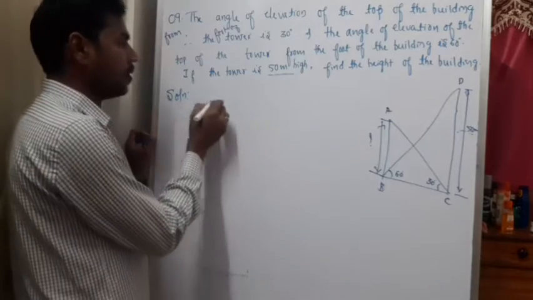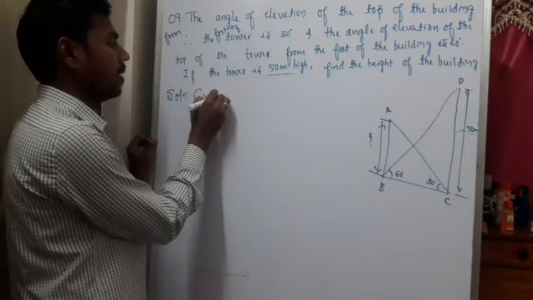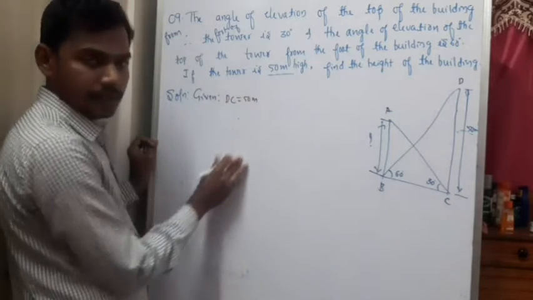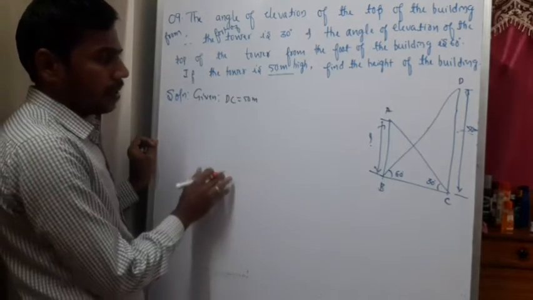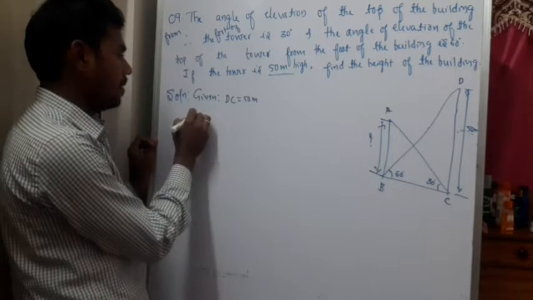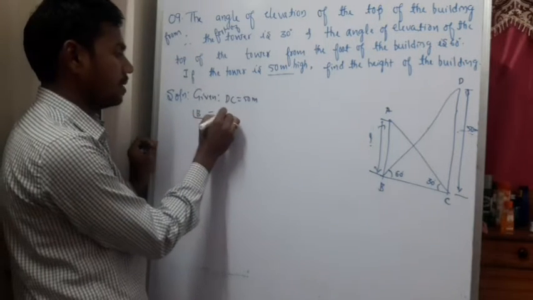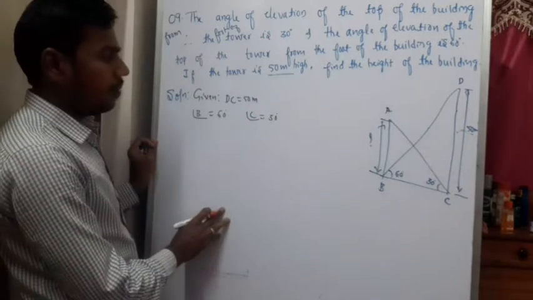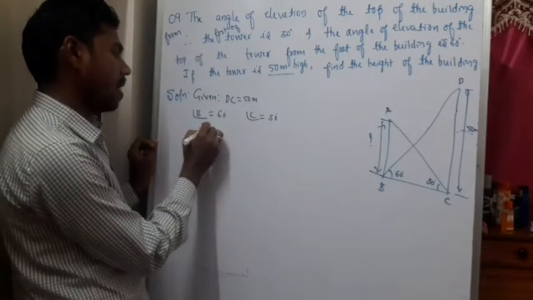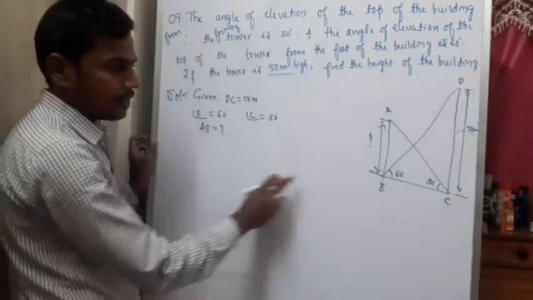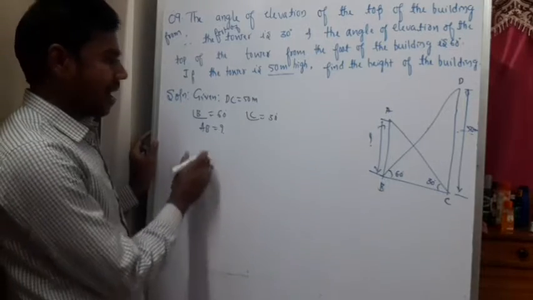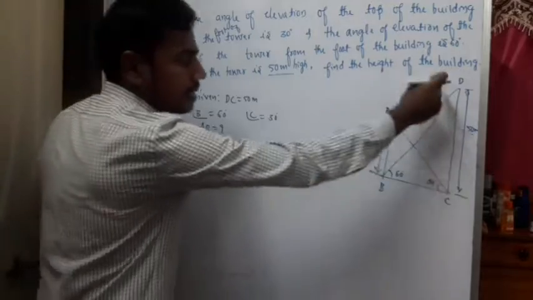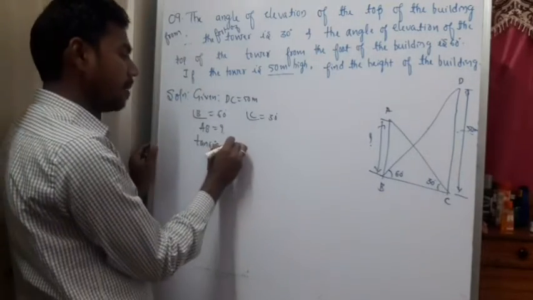What is given to us? It is given that the height of the tower, that is CD, is equal to 50 meter. Angle B is equal to 60 degree and angle C is equal to 30 degree. So, we make use of these, and AB we need to calculate. First we will start with tan 60. Tan 60 is equal to CD by BC.